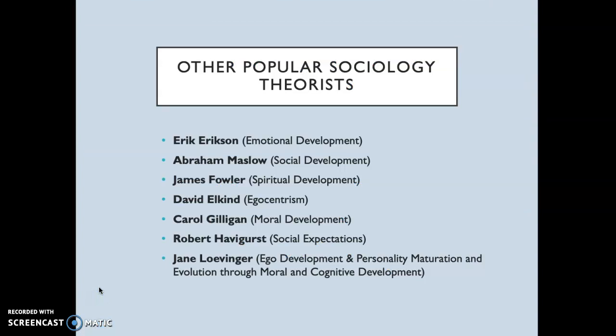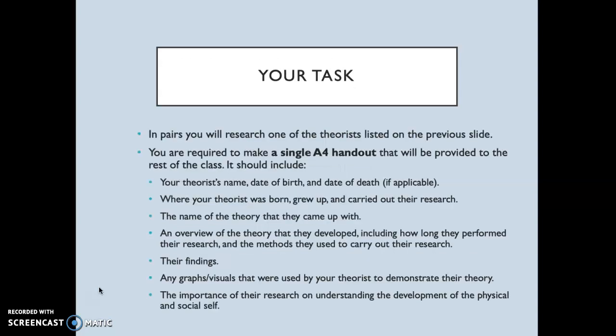These are some of the other most popular sociology theorists: Erik Erikson, Abraham Maslow, James Fowler, David Elkind, Carol Gilligan, Robert Havighurst, and Jane Loevinger. What we're going to do is have a look at these in a bit more detail, but I'm going to put it over to you to do that. So in pairs, you're going to be researching one of the theories listed on the previous slide, and you need to create an A4 handout. Now, it can be just a plain Word doc, it could be an infograph, it can be a Google Doc, I don't mind. You just need to include the criteria listed below.